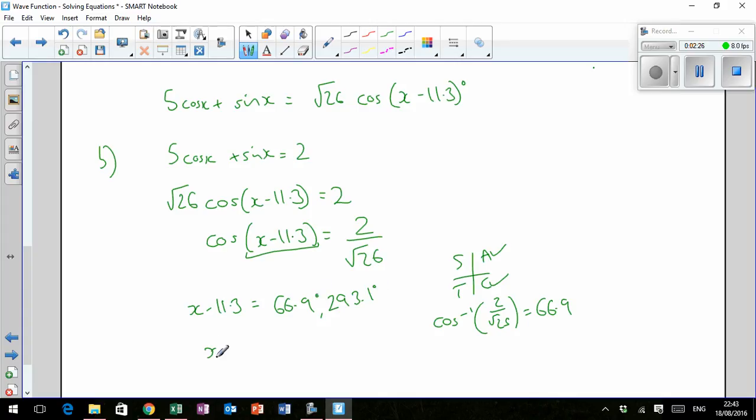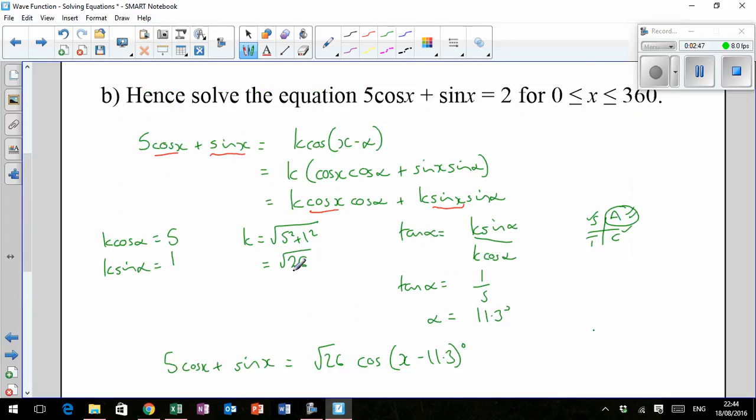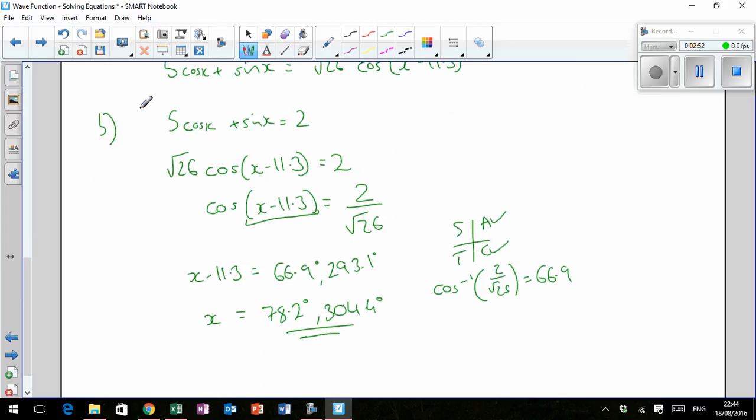which means x, when you add on the 11.3, is 78.2 degrees. Yep, that's fine. And 304.4 degrees. Okay, so that's us solved. Now that's what I mean, there's no new knowledge here. We know how to do part A already, so much so that we don't even need to have instruction for that. And part B is just what we learned earlier on in the course. So just putting two things together.